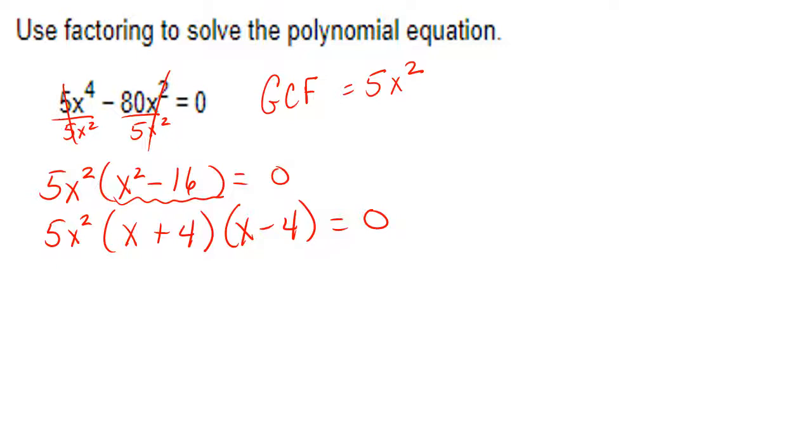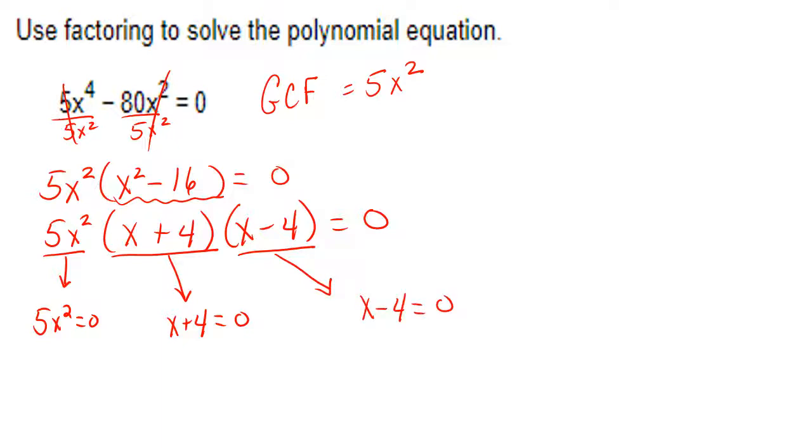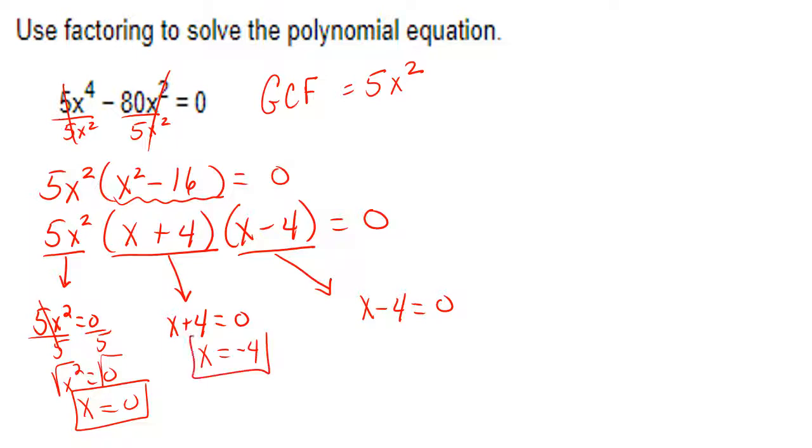So step 1 was done, get the terms on the left. Step 2 was to factor. Step 3 is to take each factor and set it equal to 0. The first factor was the GCF. The second factor was x plus 4. The third and final factor was x minus 4. Since I have 3 factors, I should at least have 3 answers. Now if I divide by 5, x squared equals 0, take the square root of both sides, x equals 0. Then x would equal negative 4 when I subtract the 4, and x is equal to positive 4 when I add the 4.